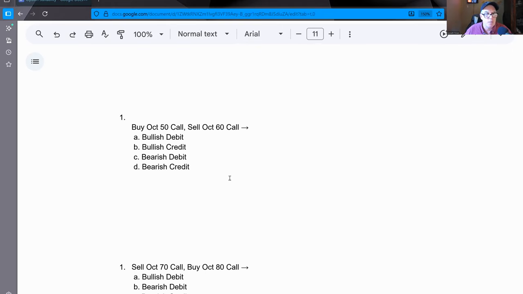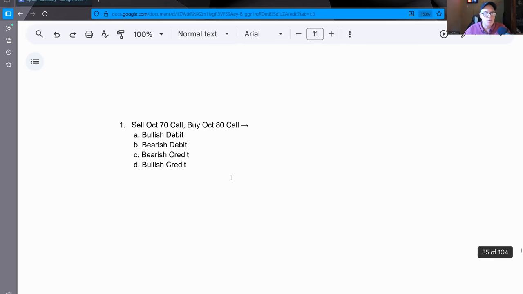I love it. So nice. We said it twice. Sell a 70 call, buy an 80 call. Okay. Sell a 70, that threw me off for a second. So which one's the dominant? The lower strike call. So I'm selling a call. That's a credit spread. I want it to narrow, I want it to expire, and I'm bearish. And it's a credit. So bearish credit, C. I love it. Back on to number 2.